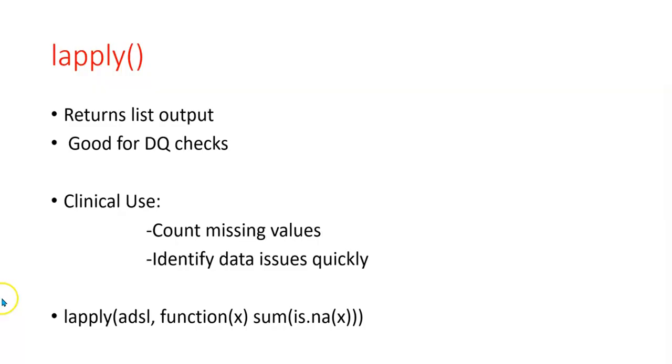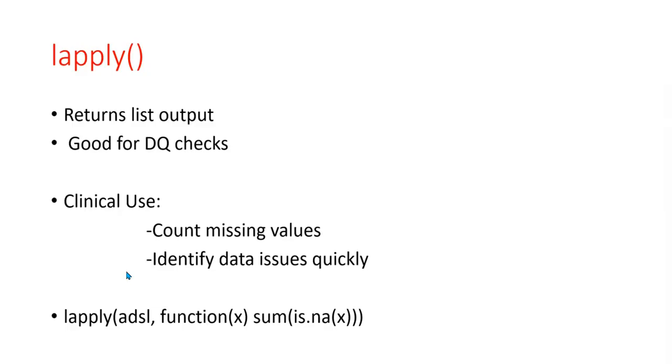Next comes lapply. Lapply output is always in a list form, and lapply is very good for data quality checks. Clinical use is like counting missing values and identifying data issues quickly. Lapply also has a very simple structure: you just supply your data and the function you want to apply, like calculating the missing observations in a particular column.